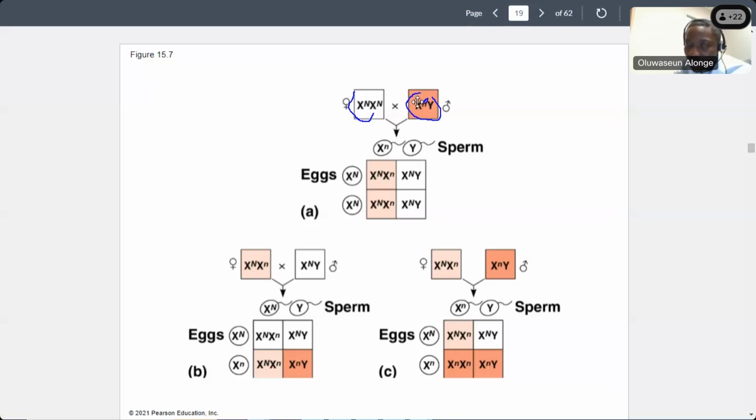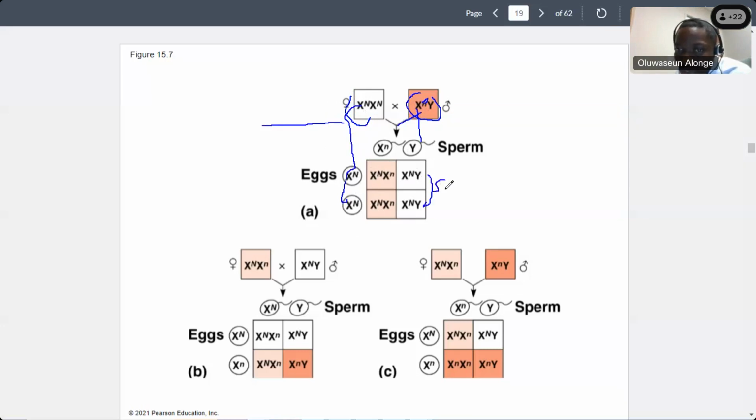split into X and Y. Then this woman also splits into this. So you have this and this. The father, this and this. Now, by the time they react together, you have this child and this child. So the father did not, you notice, these are the sons.